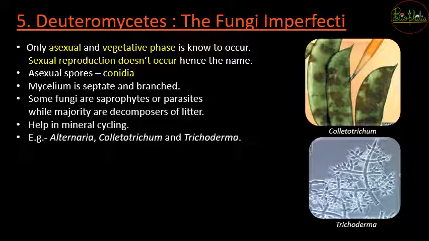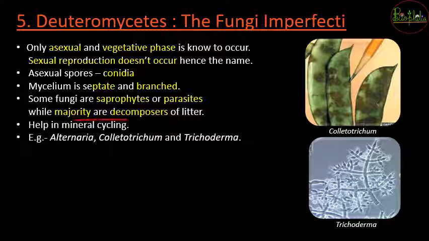Mycelium जो होगा as in Ascomycetes, Basidiomycetes, even Deuteromycetes is going to be having mycelium that is septate and branched. अब Deuteromycetes के जो fungi होते हैं, they are going to be saprophytes, that is they will be on dead and decaying organic matter, or in some cases they can be parasites, but in majority they are going to be decomposers, because of which they are decomposing materials.